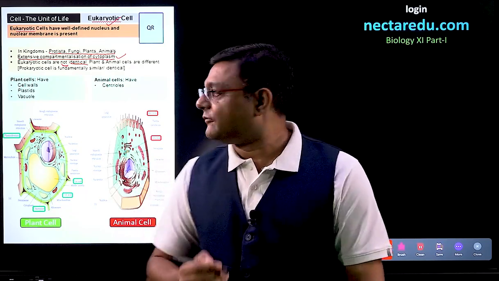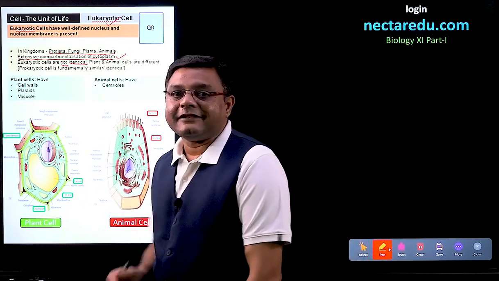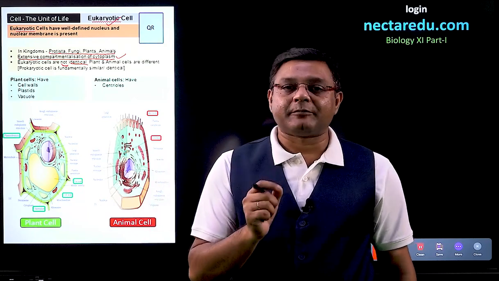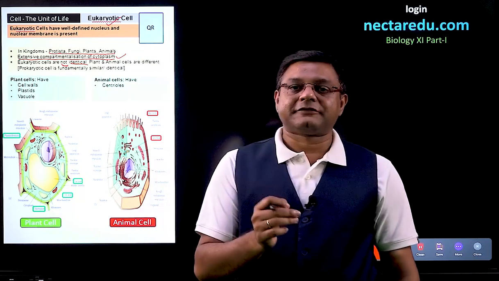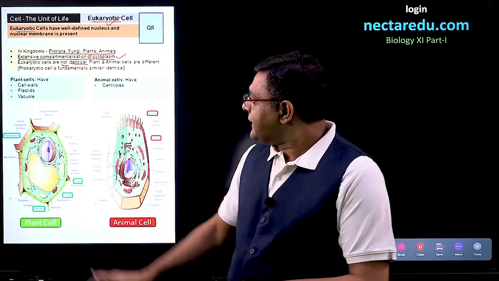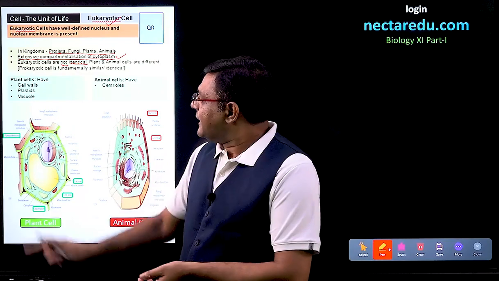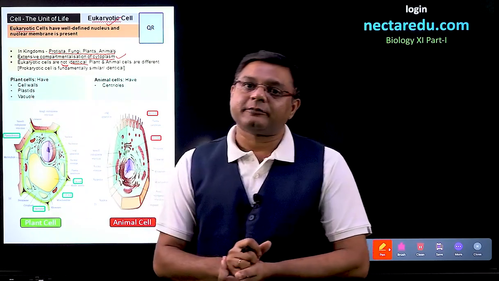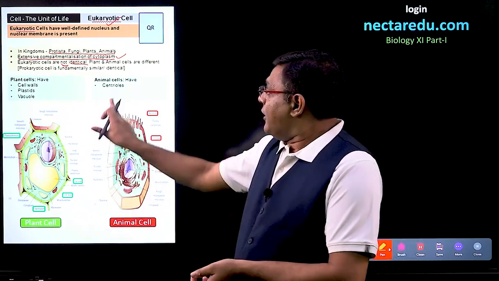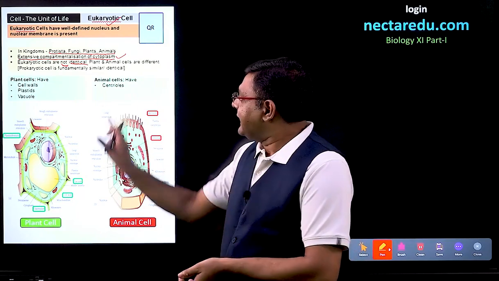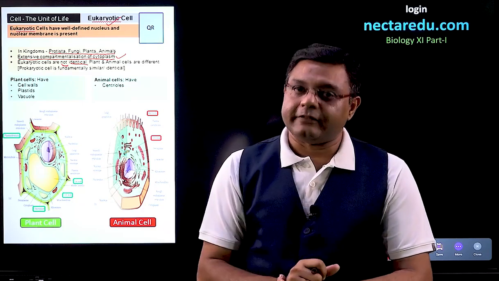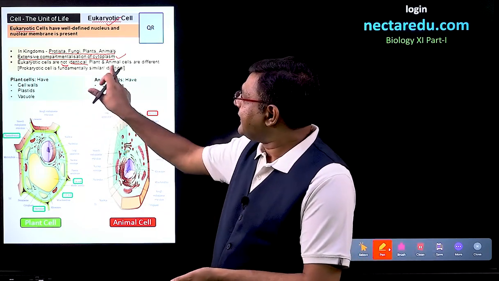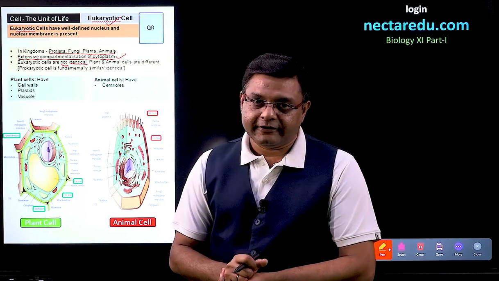Some of the major differences are that plant cells have cell wall. Cell wall is never present in animal cell. Plant cells will have plastids. Plastids are chloroplasts. Plant cells will have vacuole, but these 3 parts are not present in animal cell. What does animal cell have? It has the centrioles or centrosome, and this will not be present in plants. So as we see that plants and animal cells are different.